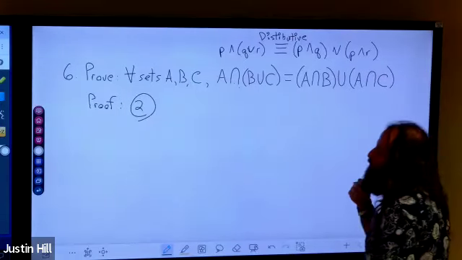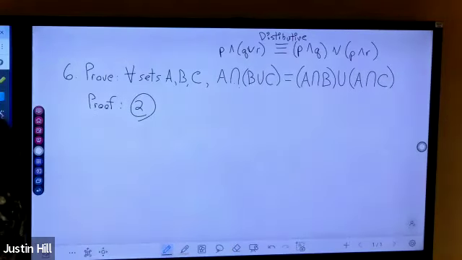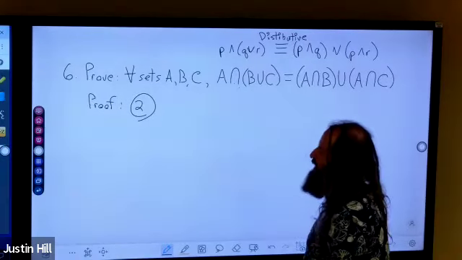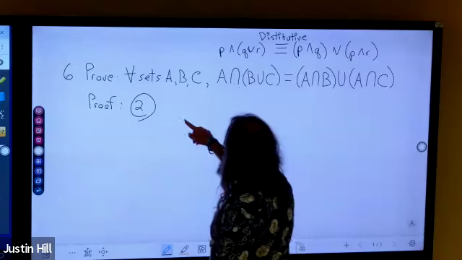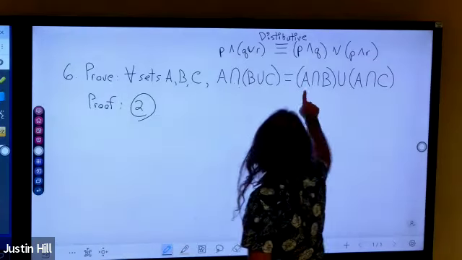All right, so case 2. Or no, sorry, not case. We did case 2. Oh, sorry, part 2. So she starts out by assuming X is in this. Again, you didn't have to write this part, but we assume X is in this.